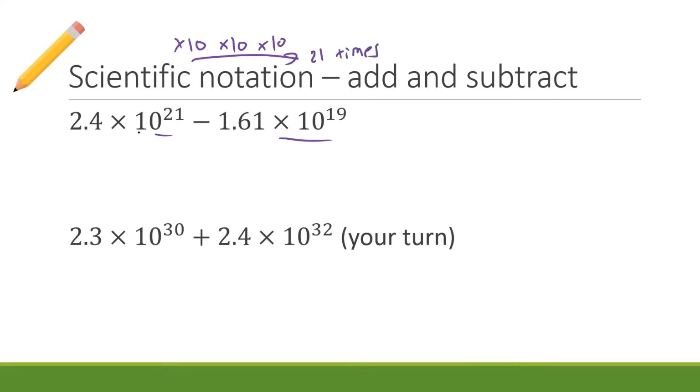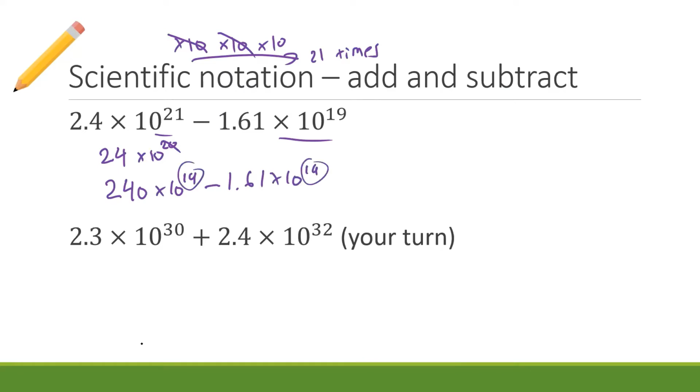What if you change this to 24 multiplied by 10 to the power of 20? We took away one of these 10s and we changed this number to 24. Now, this is no longer scientific notation. But what if I change this again? What if I change this to 240? I got rid of another one, and then I make this times 10 to the power of 19. Well, what you can see now is that these are the same power. So that means you can add them and subtract them.